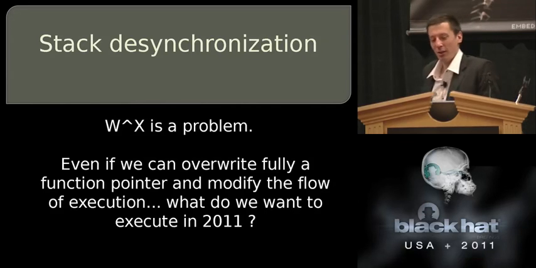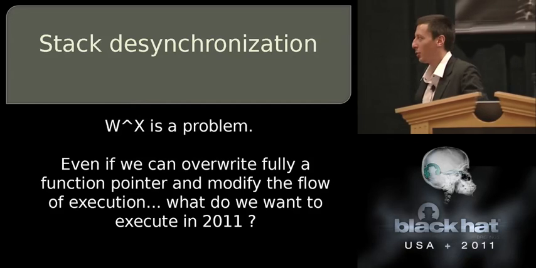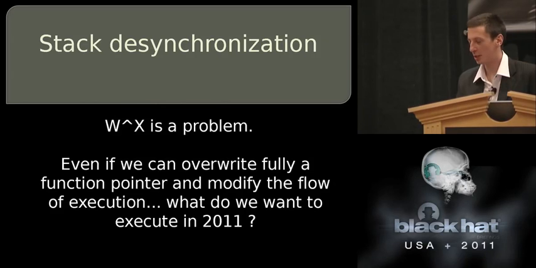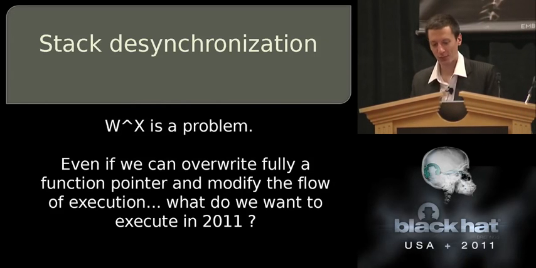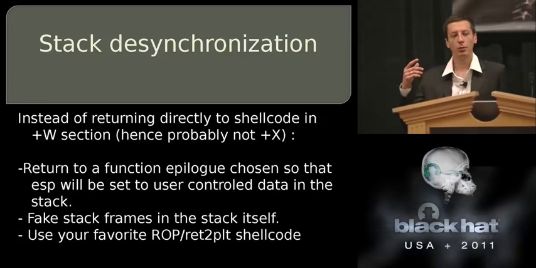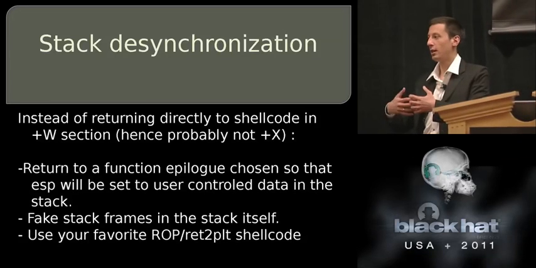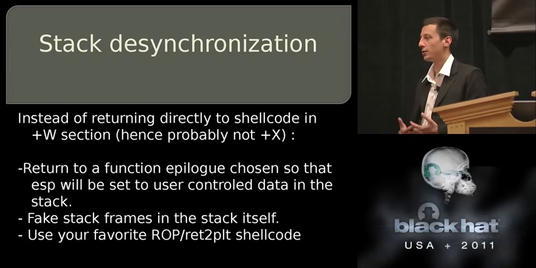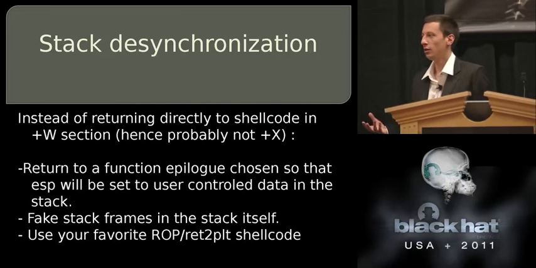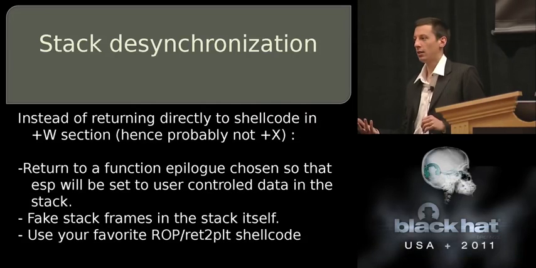Okay, I came up with this. I'm pretty sure some people already know it, but to my knowledge, this is the first public description of this solution. So we control a function pointer and we can resume execution wherever we want, but we don't modify the function pointer to execute our shellcode directly. What we do is return to a carefully chosen function epilogue so that it's going to desynchronize the stack.